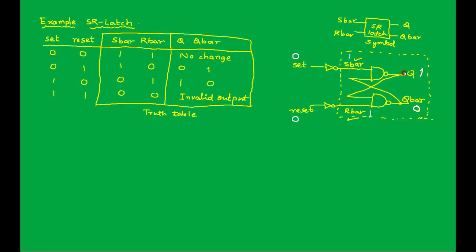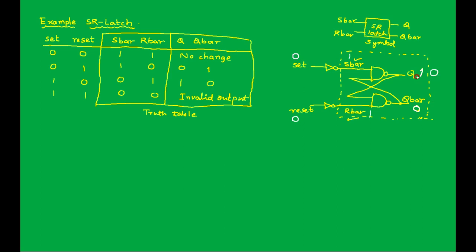A NAND gate gives output 1 when one of the inputs is 0. When both inputs are 1, the output is 0. So earlier also you had 1 0, and after set and reset values are made 0, the output is not changing. If you assume either way, the initial values Q and Q bar are complements of each other.